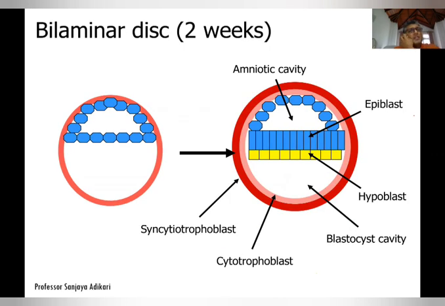Then after another week, the single cell layer that I showed you, the plate-like thing, has multiplied now. The single cell layer now, like this. Shall I take blue color? It's better, no?